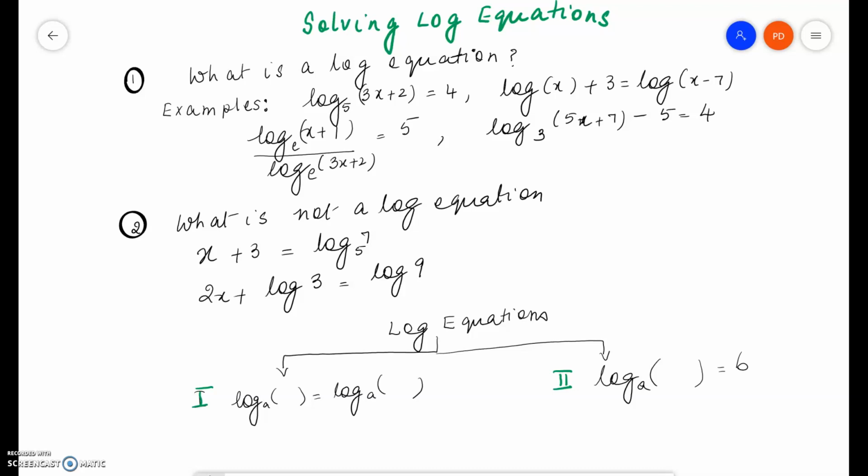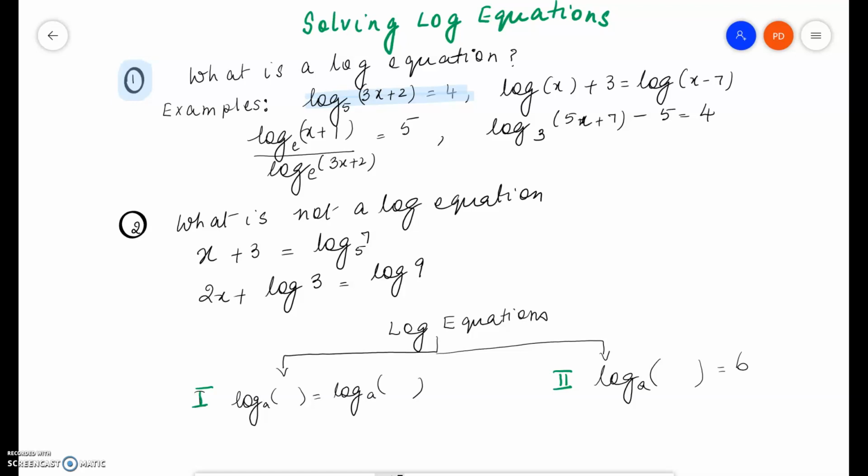So here I'll give a quick overview of how to solve log equations. But before we start, let's first see what a log equation is. Here are some examples. When do we know that it's a logarithmic equation? We know it's a logarithmic equation when we have, for example, something like this.